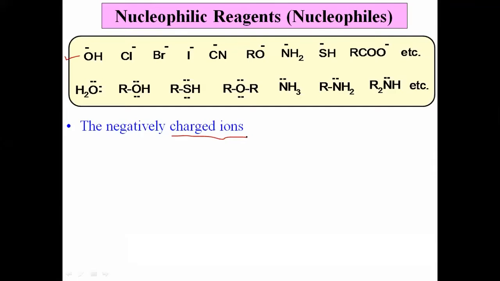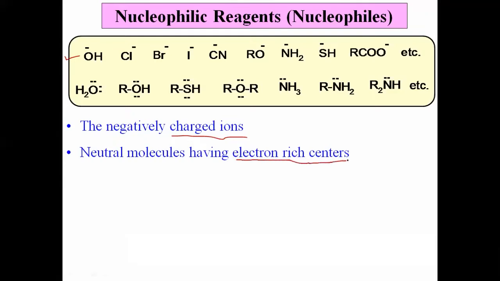But what is the characteristic property of that example? Yes, they have a lone pair of electrons. There is a non-bonded electron pair. Simply we can say that neutral molecules have an electron rich center, that is, they have plenty of electrons. Now let us see the question: why do these neutral molecules have an electron rich center?